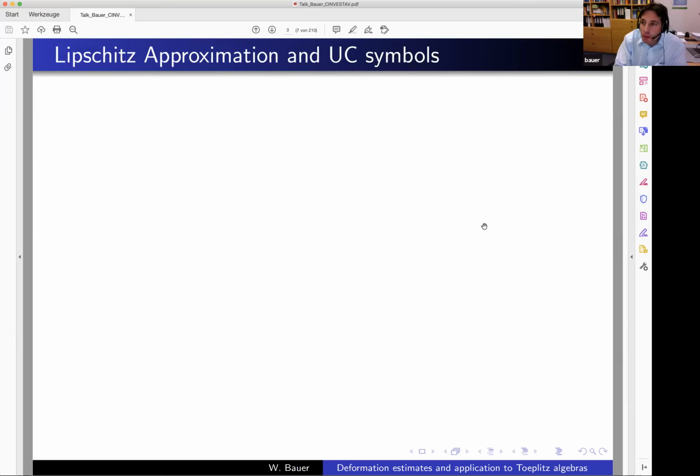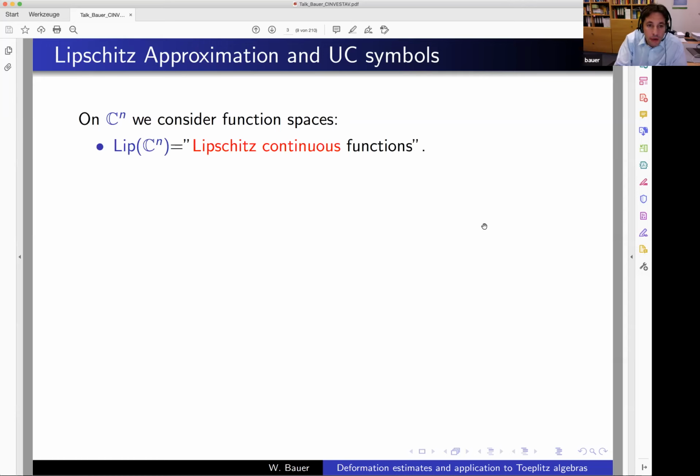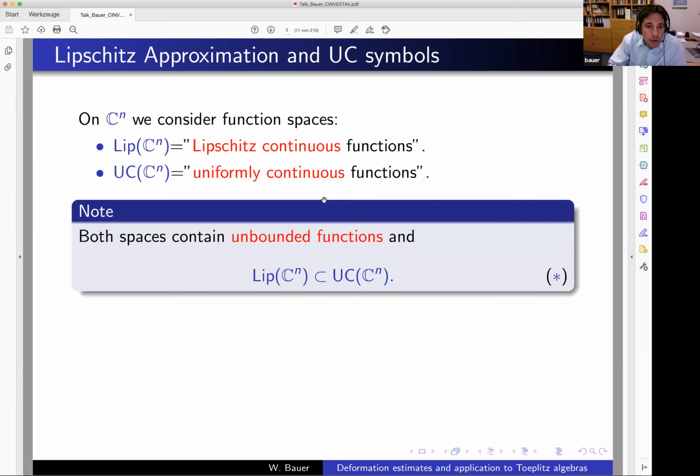So let me start with a very simple question, which probably most of you can easily answer. Here I want to consider the space Cn, and I want to consider uniformly continuous complex valued functions on Cn and Lipschitz continuous functions on Cn. So the first space, Lip, is the space of Lipschitz continuous functions, and UC means uniformly continuous functions. And certainly one is bigger than the other, so the Lipschitz continuous functions are contained in the uniformly continuous functions. Another observation is that, of course, both spaces contain unbounded functions. For example, just linear functions are contained in both of them.